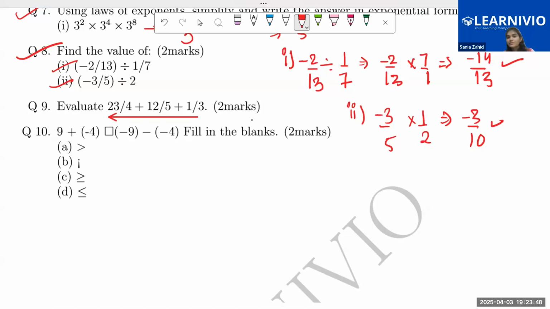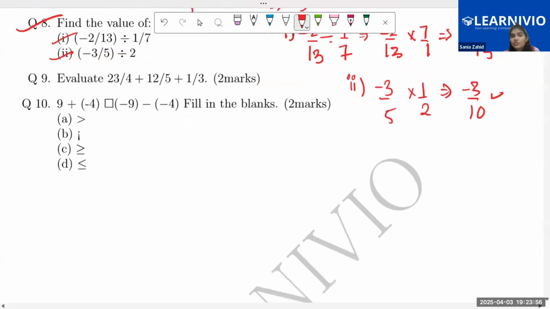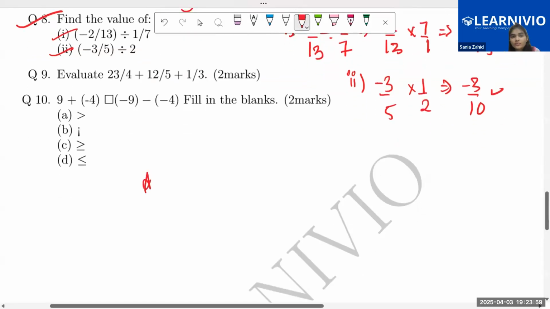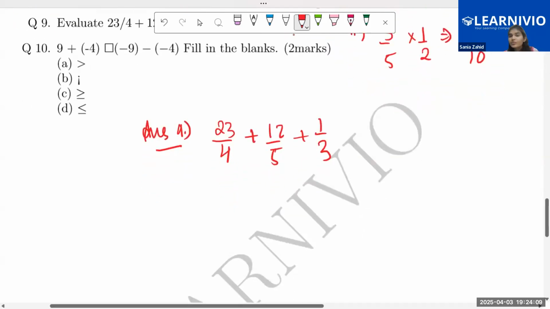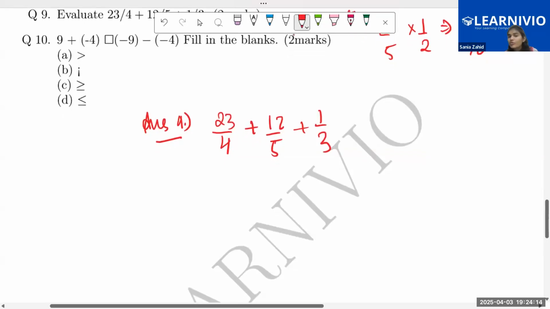Yes, Pavan, have you done? Yes, ma'am. 509 by 60. Let's check. So first of all, you have 23 by 4 plus 12 by 5 plus 1 by 3. You take the LCM first of all, right? That means you have to make the denominators similar. For 4, 5 and 3, what's the LCM? 60. So 60 is the LCM.